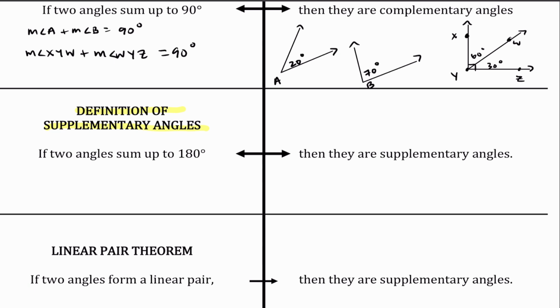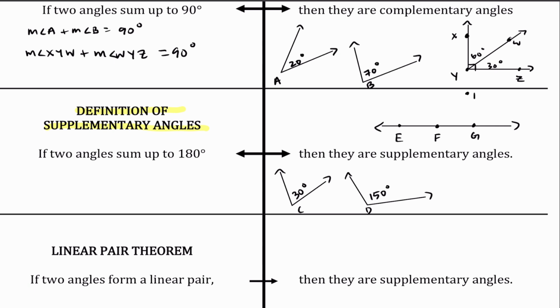Here's angle C, and the measure of angle C is 30 degrees, and I have angle D, which will say that the measure of angle D is 150 degrees. Now I'm going to go ahead and draw my straight angle over here. I'm going to call this point E, this point F, this point G, and this point over here, not on that line, H. Then I'm going to create a ray right over here.